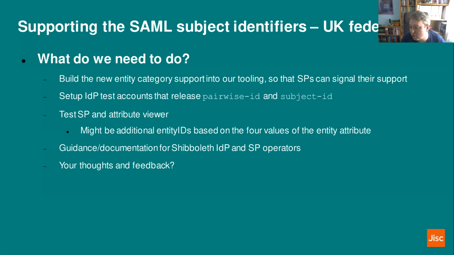Test SP and attribute viewer. We might need to add additional entity IDs based on those 4 values of the entity attribute. So the subject ID, pairwise ID, any, none being the 4 combinations, we'd have to work out how we'd handle that and whether we have some different entities in the federation to deal with that. But this is all stuff we can be getting on with.